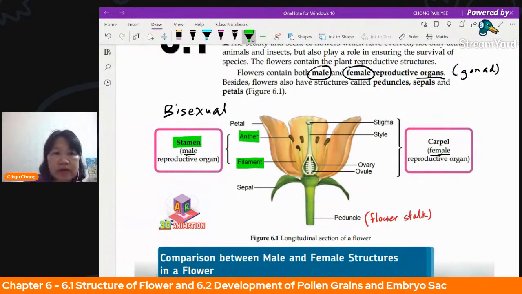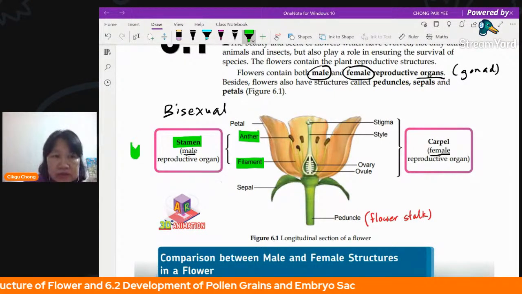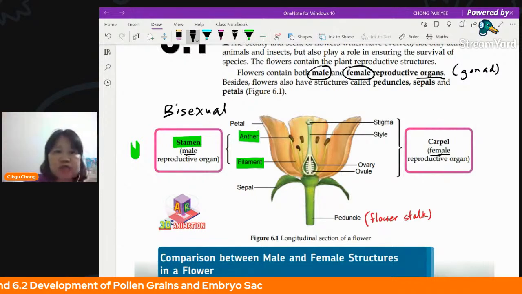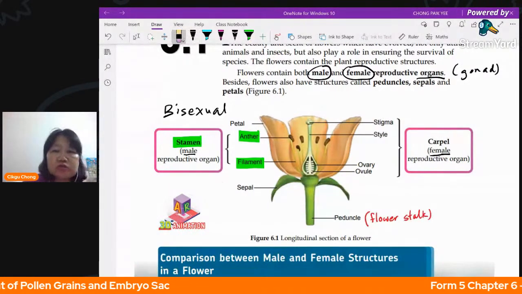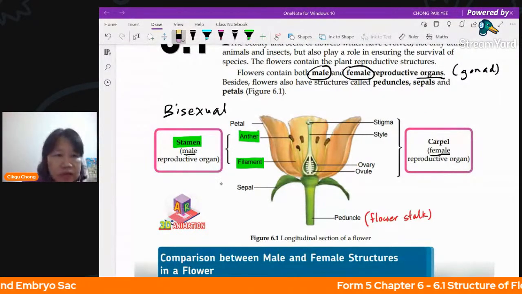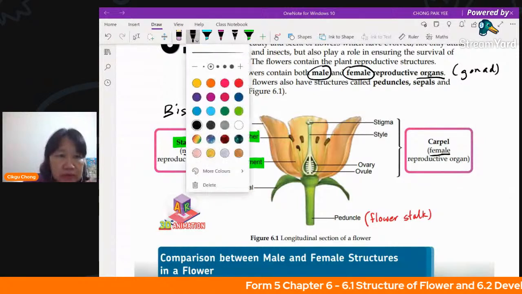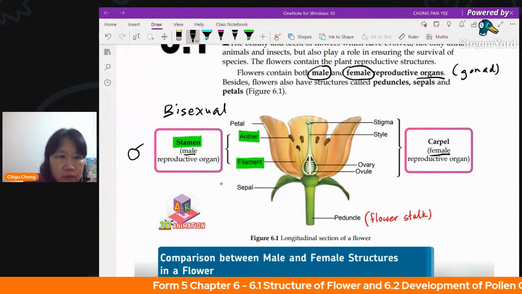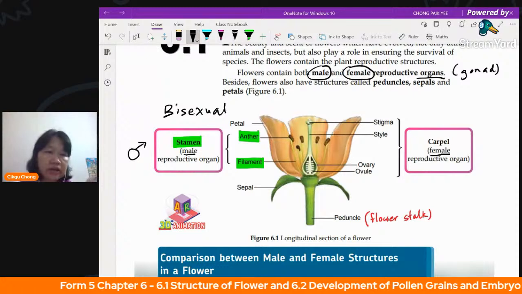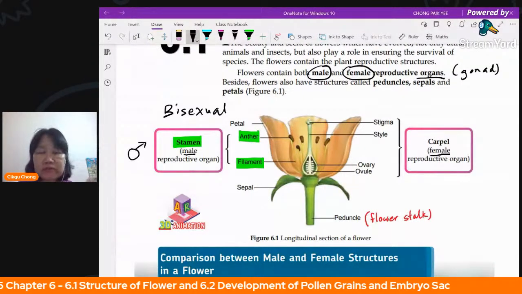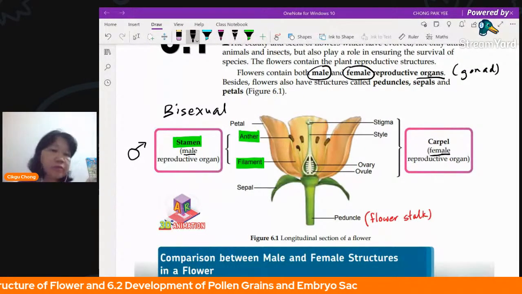Just to introduce to you the symbol for male. Normally, I like to write it in short form to save time. So if I want to say male, I just do this symbol, a circle with an arrow. This is the universal symbol for male.